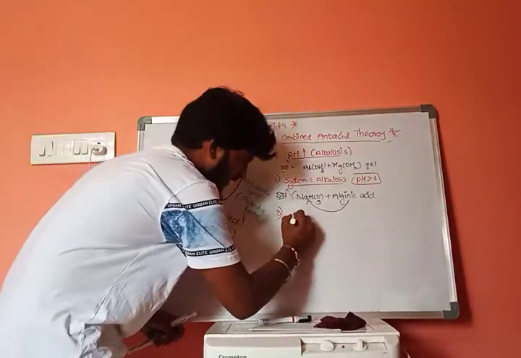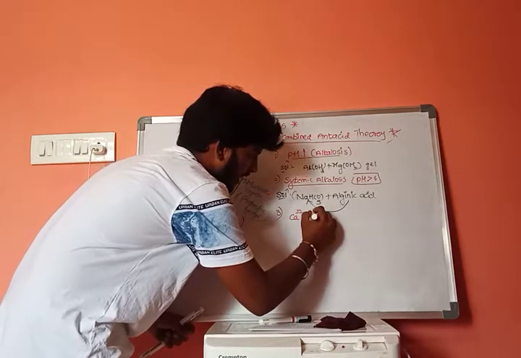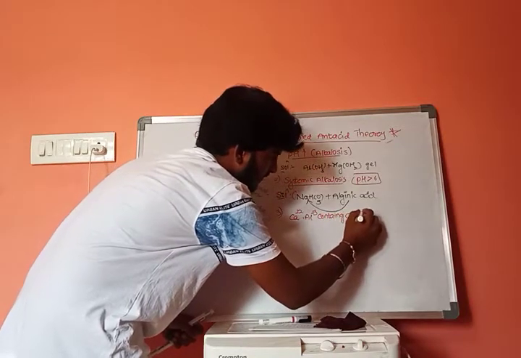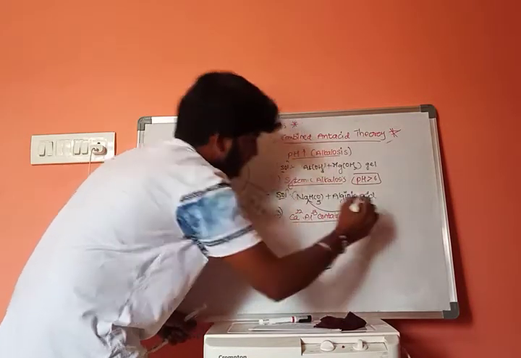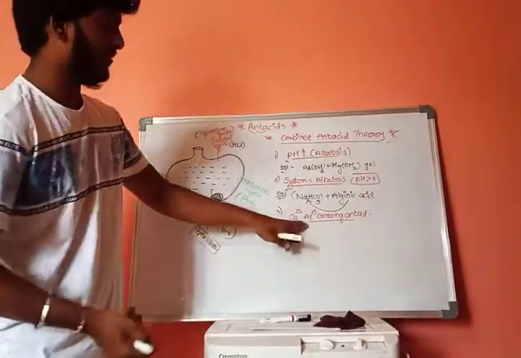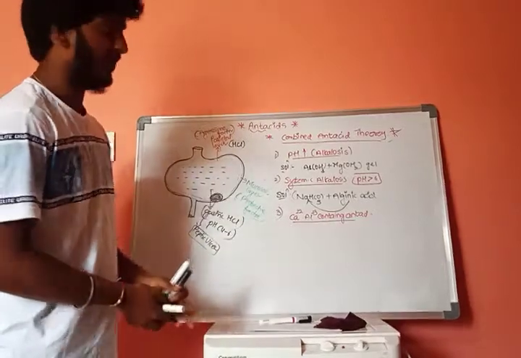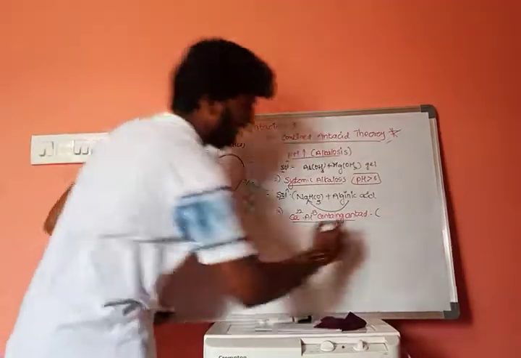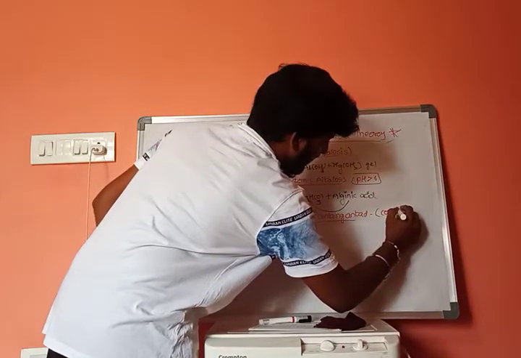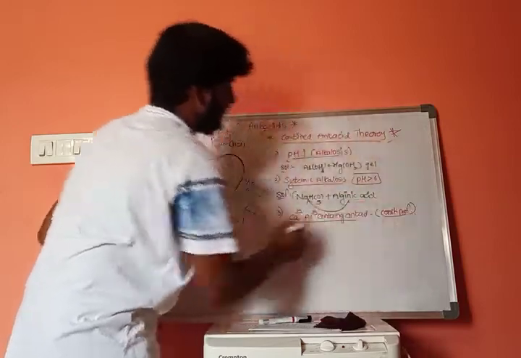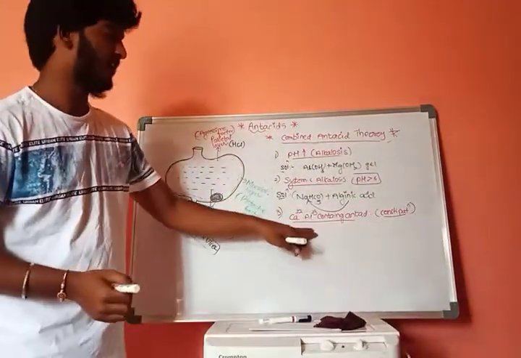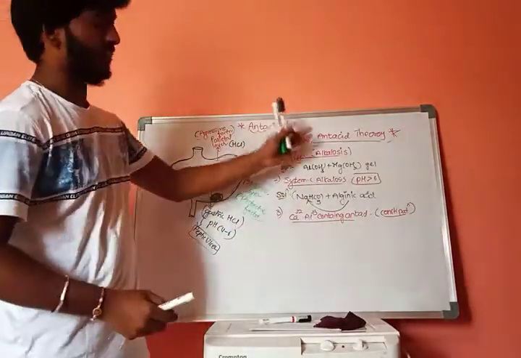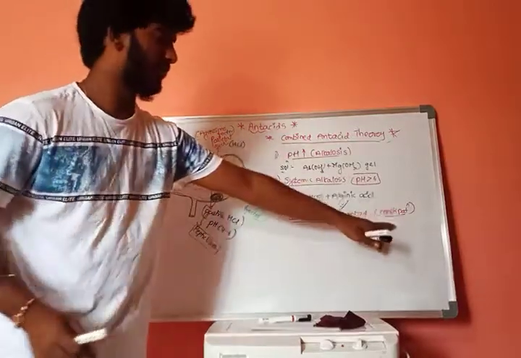And if we discuss the third problem, that is calcium and aluminum containing antacids. Whenever the calcium and aluminum containing antacids are given to our body, they show a constipation effect. It results in constipation. But as we discussed in properties, the antacid should not produce constipation.